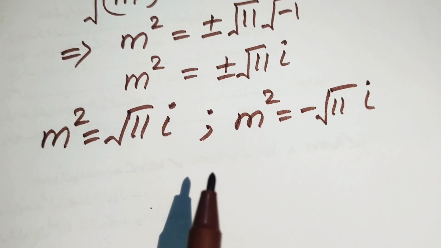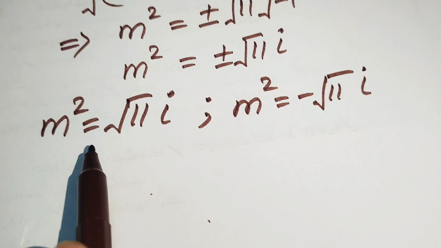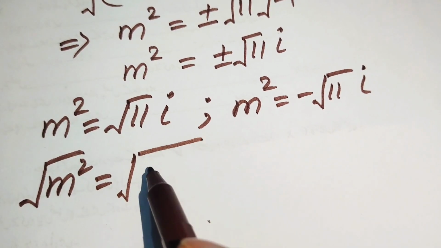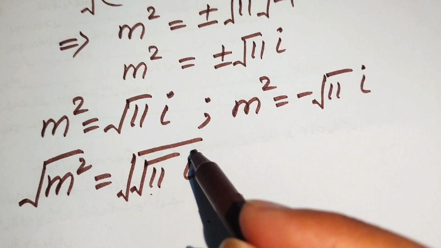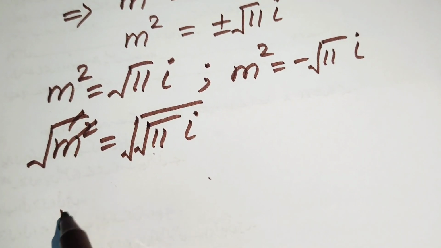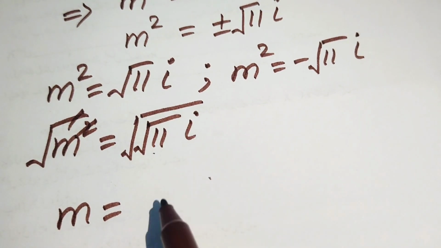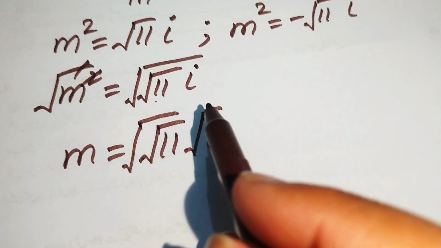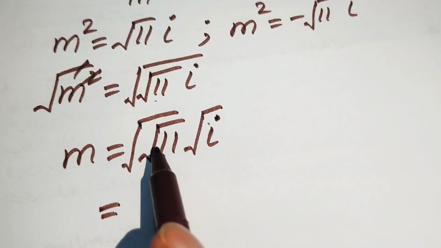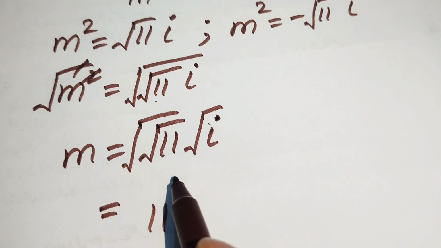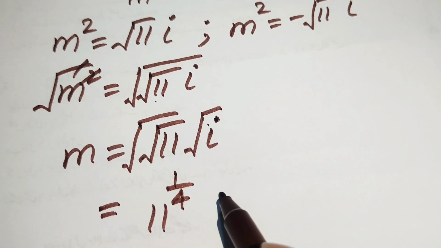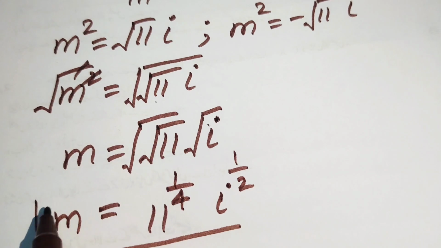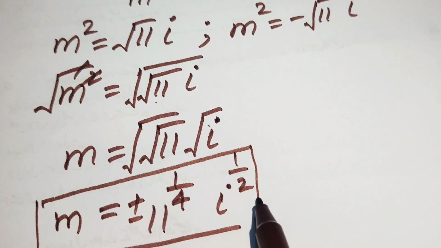The second value is m square equals minus square root of 11 into iota. In this case we again take the square root on both of the sides, and it will be written as the whole square root of m square equals the square root of square root of 11 into iota. So the square and square root cancel each other, and we get m equals, where we separate the square root on both of these terms, square root of square root of 11 and square root of iota. So here we have 11 to the power 1 over 2 and its whole power 1 over 2. It will be written as 11 to the power of 1 over 4 into iota to the power of 1 over 2. So these are again two complex roots of the given equation.